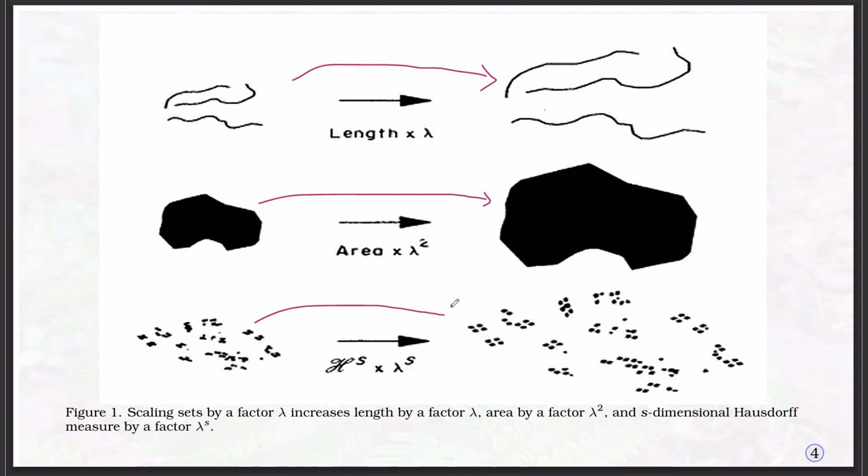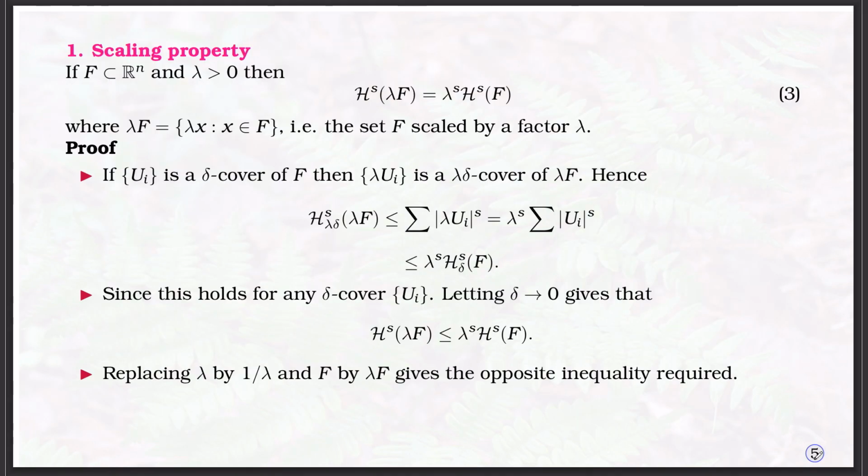That means if this is our F, and we find H^s of F, it has some quantity H^s of F. If you multiply lambda with this F, then what is the measure H^s of lambda F? That means H^s of lambda F will be lambda power s times H^s of F. This is the property which we are going to prove now.